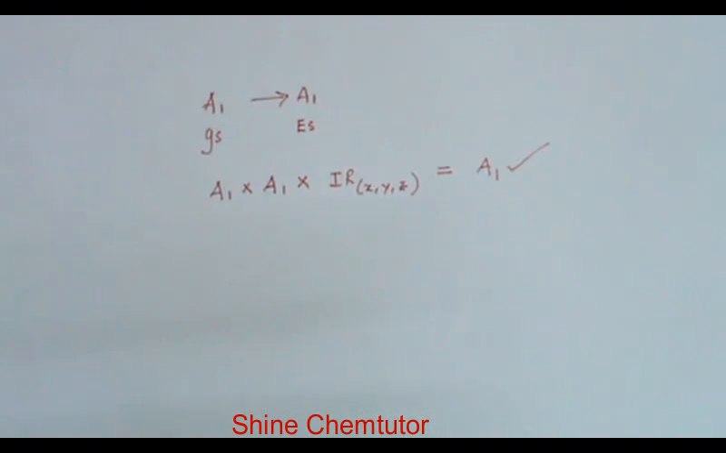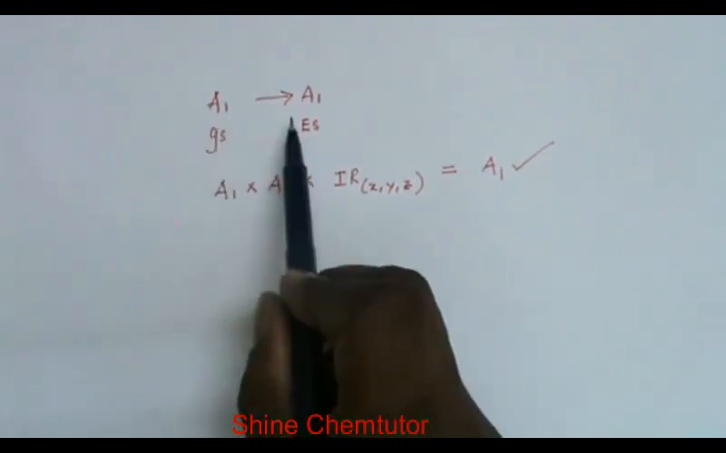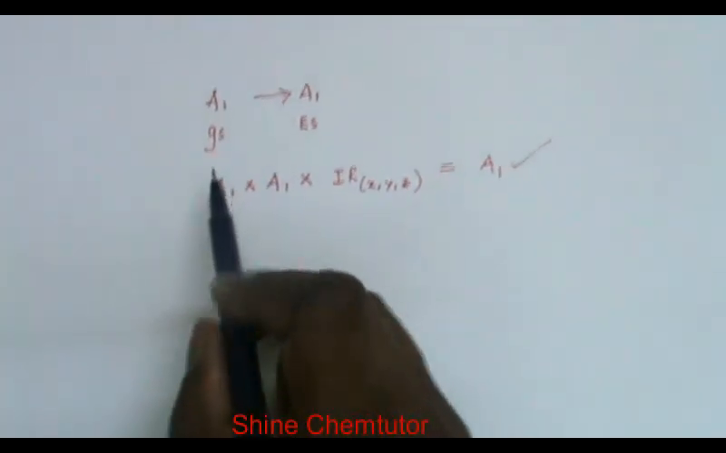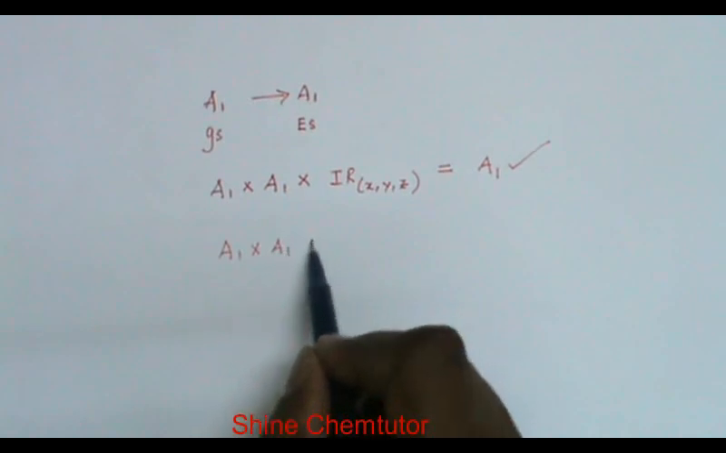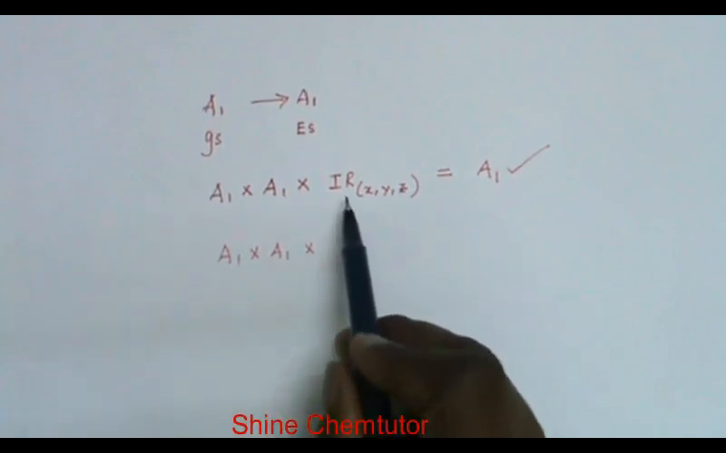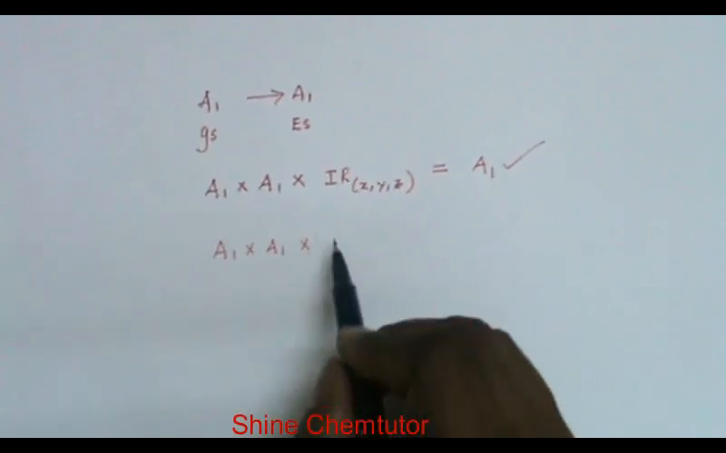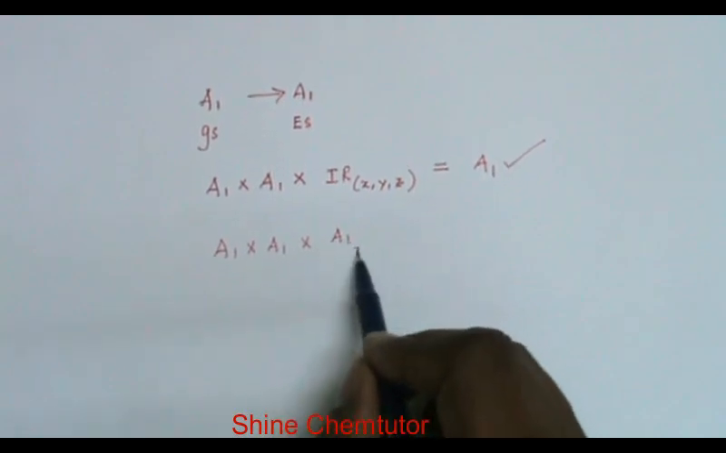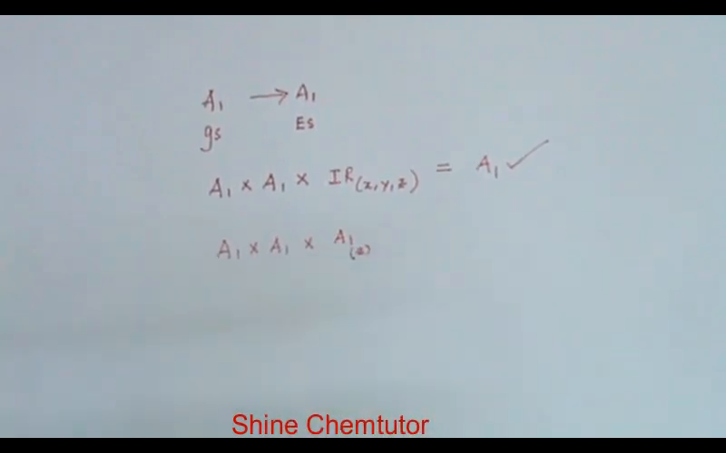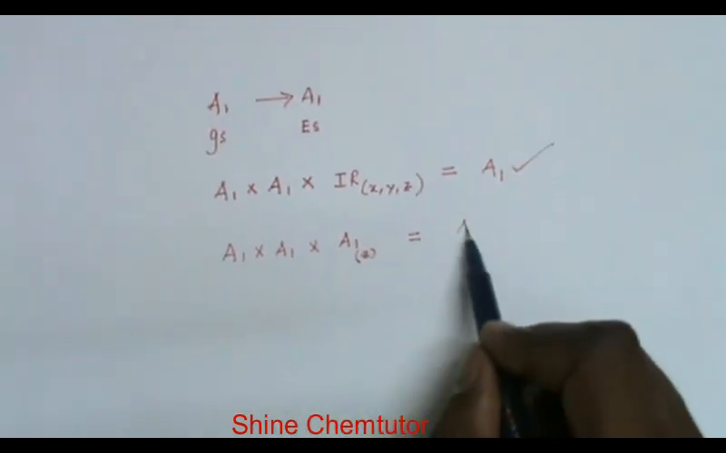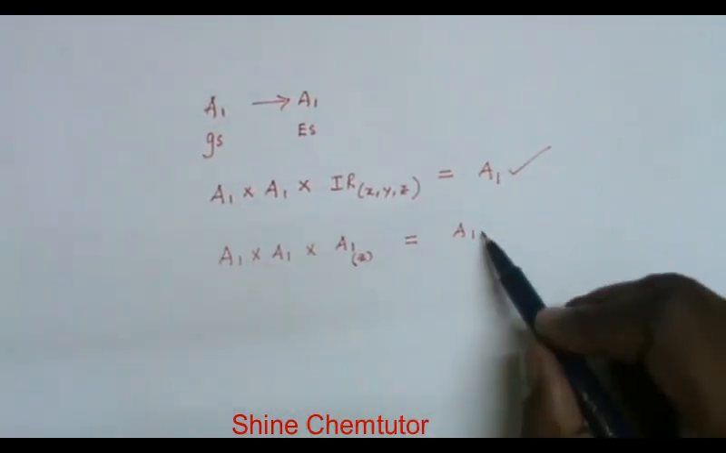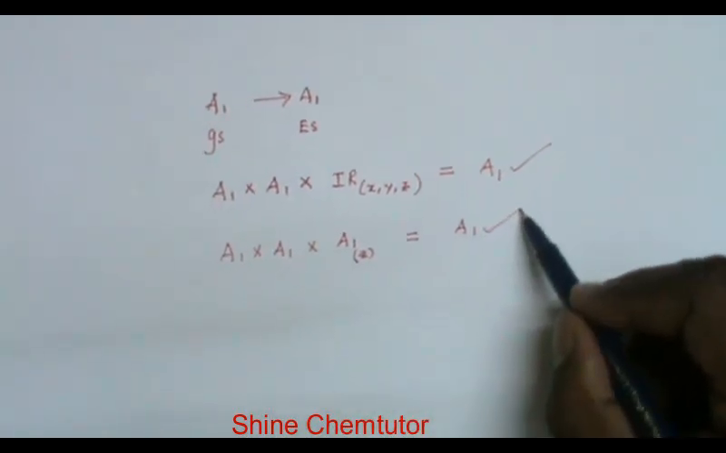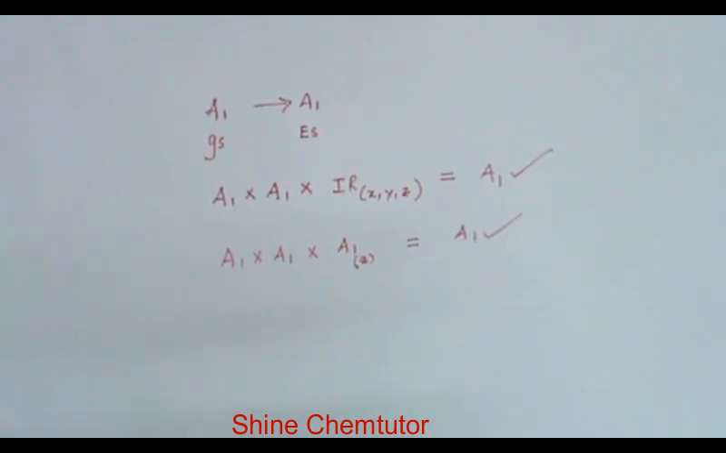For example, let me take this particular transition itself. The ground state is A1 and the excited state is A1. The irreducible representation for z is A1. This I got from the character table. When I take the product, what I get is A1. I have got the totally symmetric irreducible representation. Because of that, it is allowed.